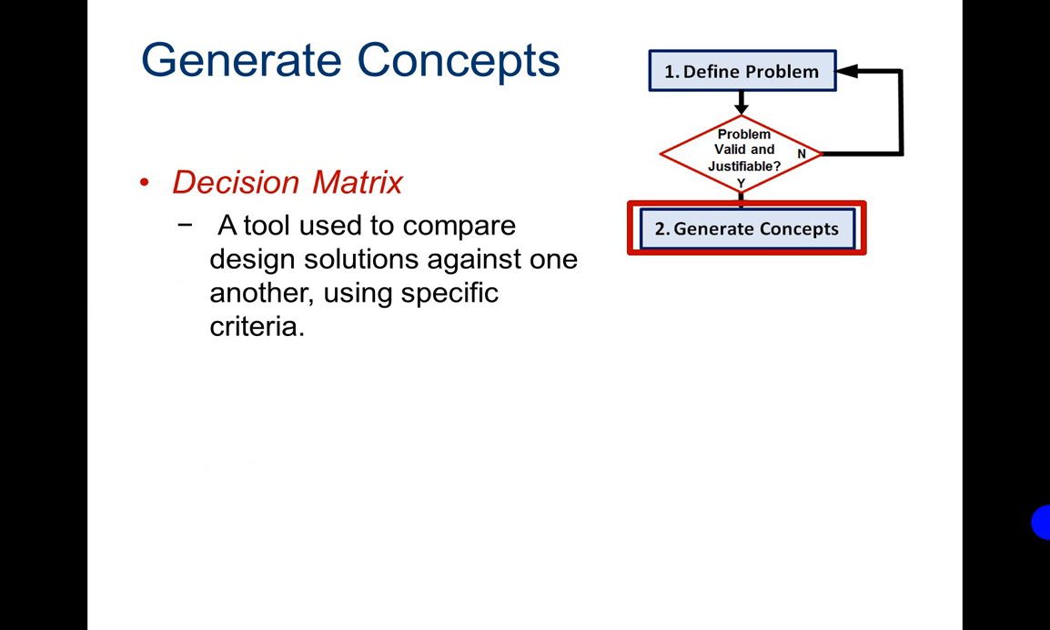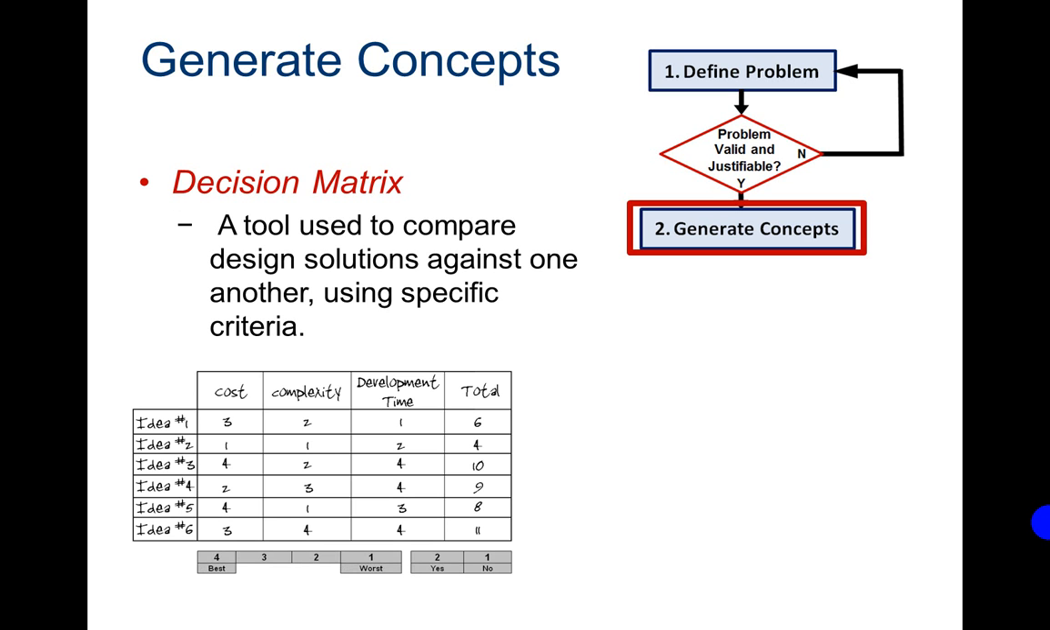A decision matrix is a tool used to compare design solutions against one another using specific criteria. This is an example of a decision matrix, and later in another PowerPoint we'll also be going over how to actually make one. When you finish, you'll notice on the right where it says total, one has 11, the rest have less than 11. So idea 6 is the one that would be used.